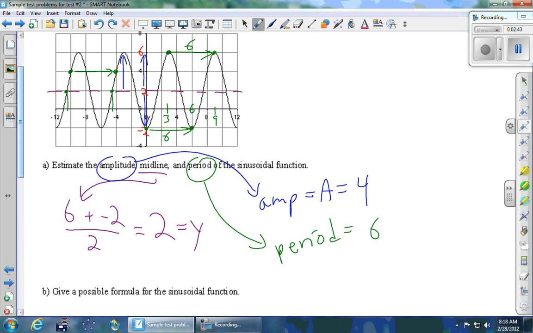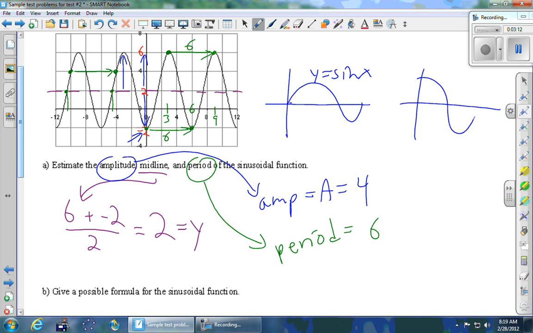Part B, give a possible formula for the sinusoidal function. There are lots of different possible right answers for this one. I'll just write down one of them. On the y-axis, this graph starts at the bottom, and I say starts with quotes around it, but I could think of it as starting at the bottom. Well, the sine function normally starts, again with quotes, in the middle. And cosine normally starts at the top.